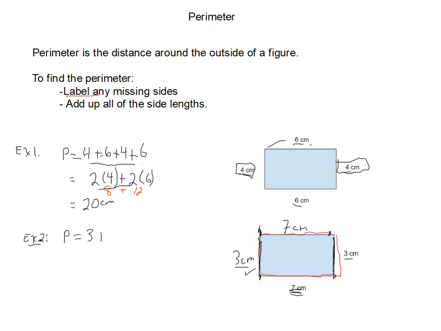So 3 plus this 7 over here plus the 3 over here plus the last one here is 7, and then we're back to the beginning. So that's as far as we need to go. 3 plus 7 is 10, plus 3 more is 13. 13 plus 7 gives us a total of 20. Just so happens that both of these rectangles both had a perimeter of 20 centimeters. So that's how we can find the perimeter of rectangles if all of the sides are labeled. If they're not all labeled, we label them like we did in example number 2, and we go from there.